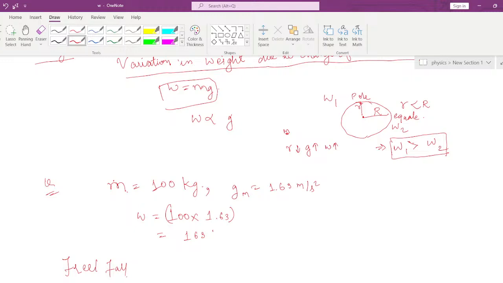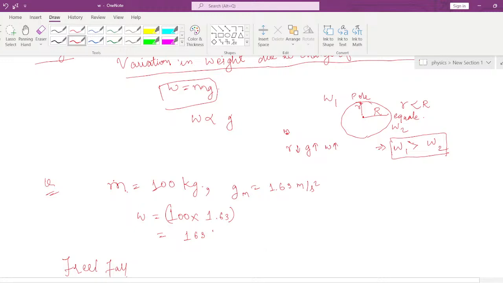Sorry, it is given that if a person can lift 100 kg on earth, what mass can a person lift on the moon? We have given that the mass he can lift on earth is 100 kg, and the acceleration due to gravity on the moon is 1.63 meter per second square. So what mass can he lift on the moon?